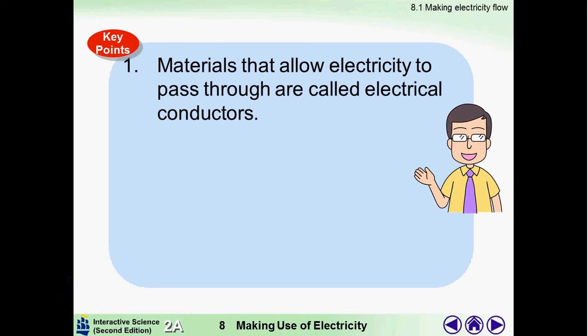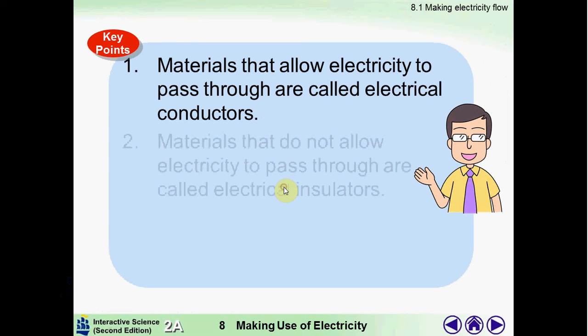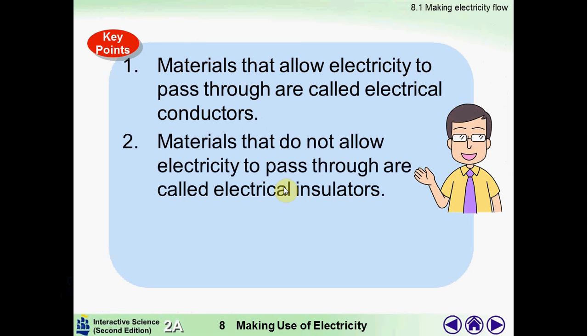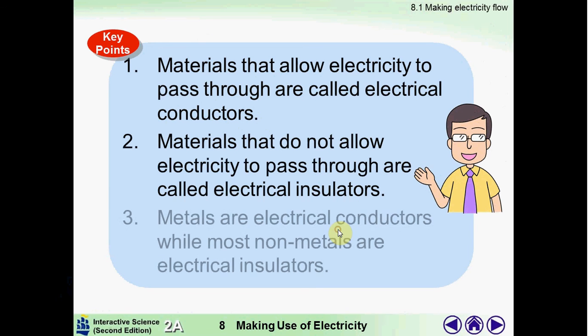Now, let's have a summary here. The materials that allow electricity to pass through, we call conductors. And the materials that do not allow electricity to pass through, we call insulators. And the metals are conductors, while most non-metals are insulators.